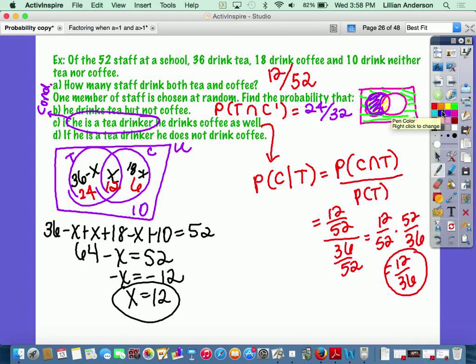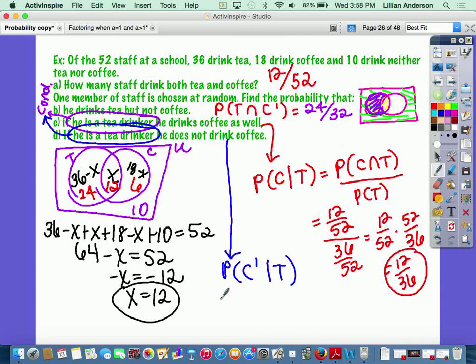And the last one, if he's a tea drinker, he does not drink coffee. Here's another conditional probability. This is the condition. So if I wanted to set this one up, we would set it up as: if he's a tea drinker, that's the condition, so it goes second, he does not drink coffee. So we're looking for the complement of him not drinking coffee.